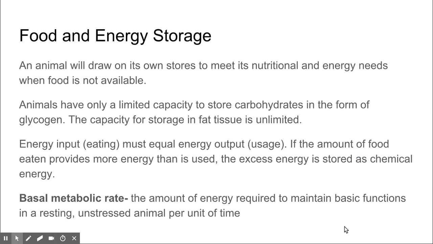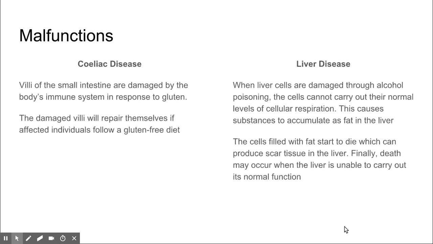Our food and energy, if not used, has to be stored in our body to meet any nutritional and energy needs later on when food might not be available. However, we only have a limited capacity to store carbohydrates in the form of glycogen. Our capacity for storage in fat tissue is unlimited, which is why we see fat tissue build up over time when our energy input, the amount of eating that we do, is much greater than our energy output, our usage. Our basal metabolic rate is the amount of energy that we require to maintain all our functions. So we need to make sure that our energy input meets our energy output.